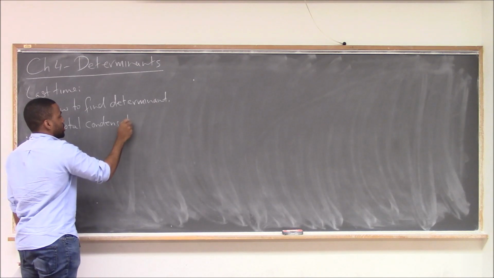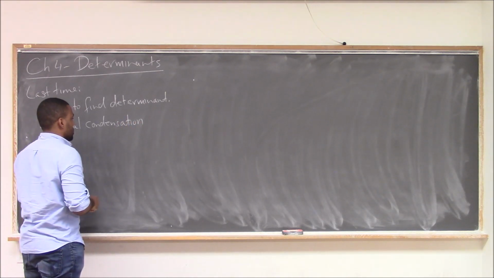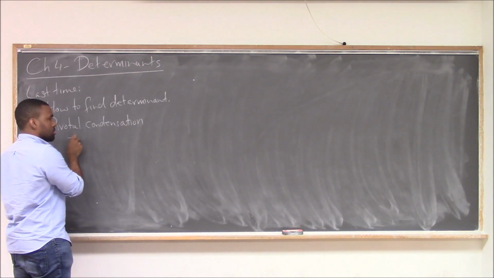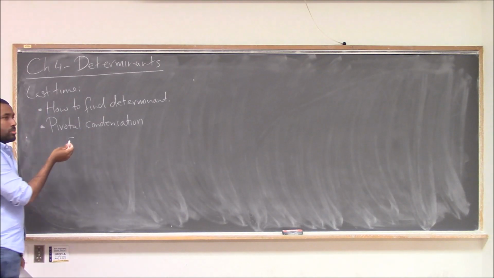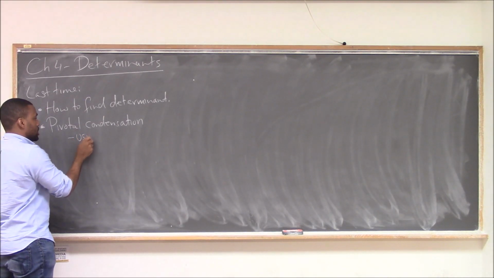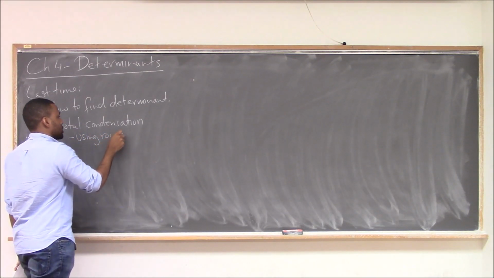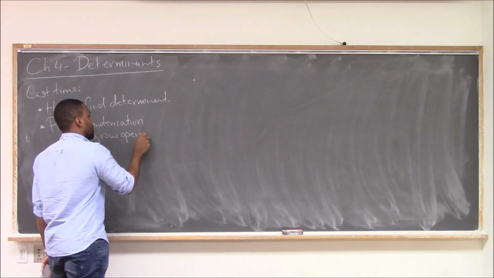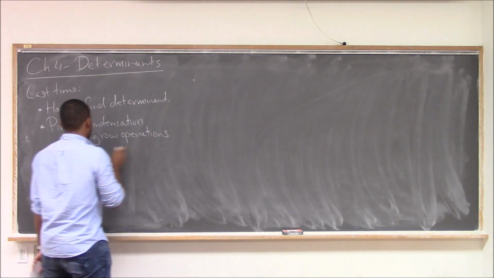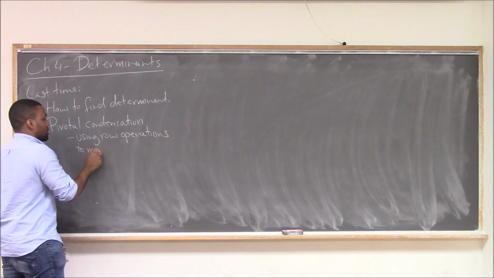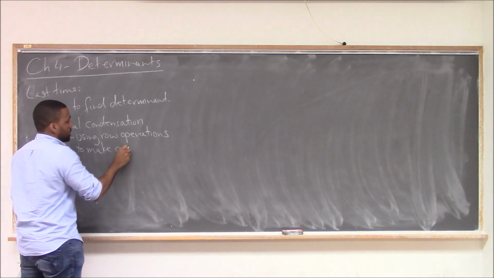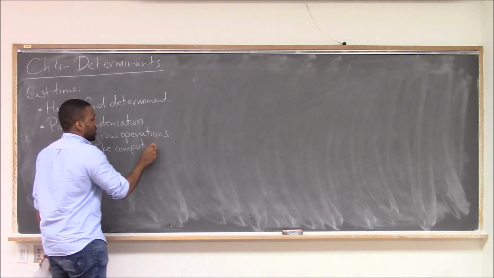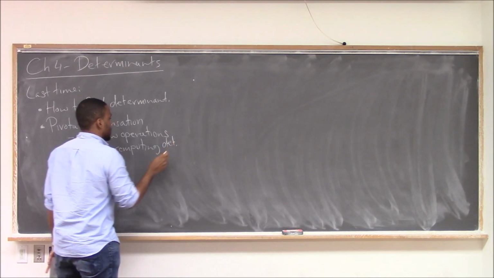Professor, what is that? I did not understand. Can you give an example? I did an example. This is using row operations to make computing determinants easier.